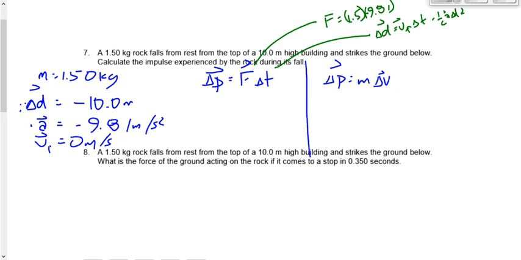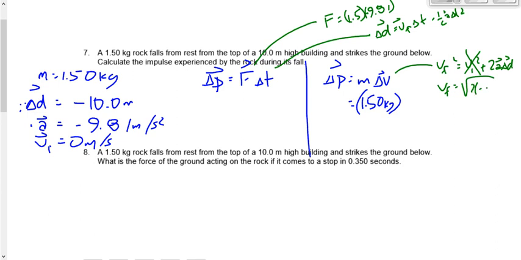Is that valid? F times T, M times delta V, same thing, right? I know what the mass is. It's 1.5. And delta V, well, VF squared is equal to VI squared plus 2AD. VF ends up being equal to 14.0071. How many people did it that way?